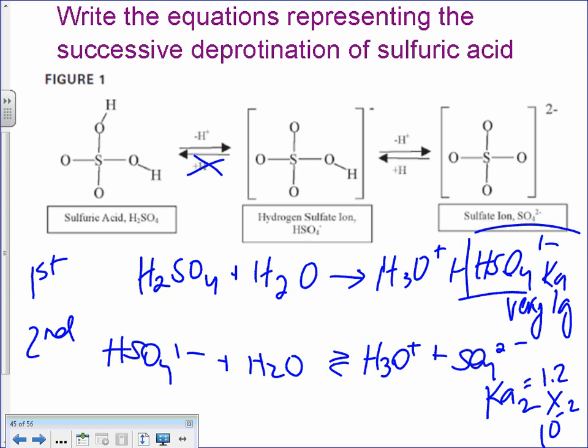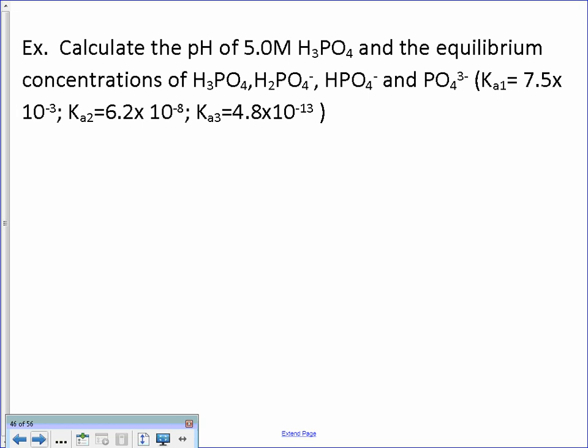So let's do an example and actually determine the pH. We're going to use phosphoric acid, and we're going to take any ion that's made and use it in sequential ICE boxes if needed. Calculate the pH of 5.0 molar phosphoric acid at equilibrium concentrations of and so on. I give you all the K values. Very first thing you want to do is write out the first dissociation, then the second one, and then the third one.